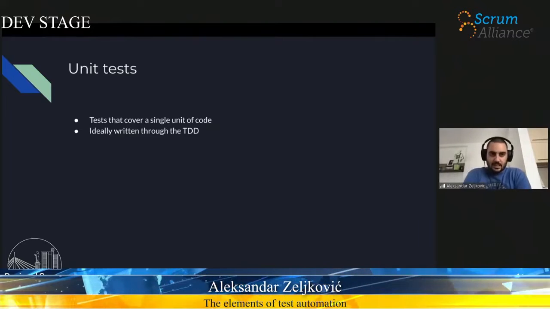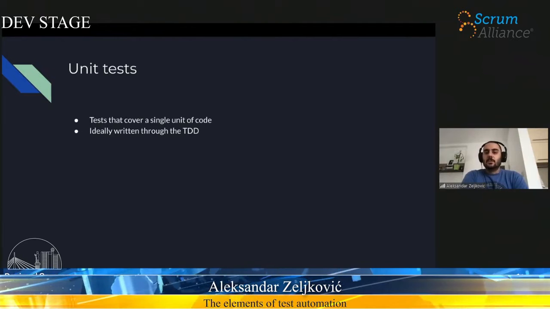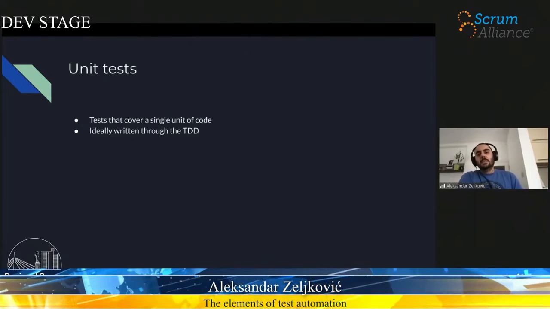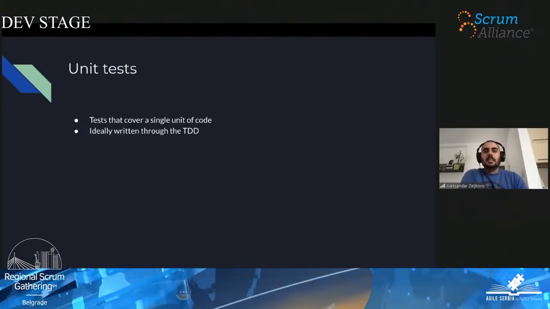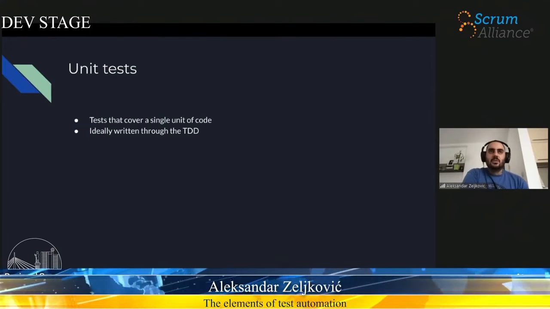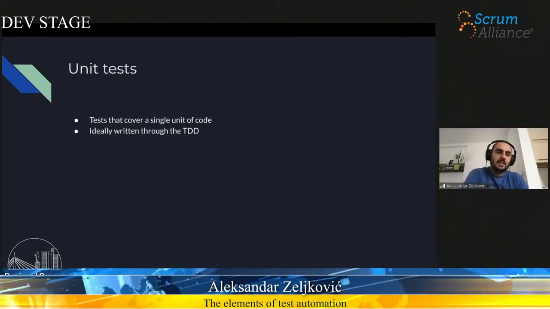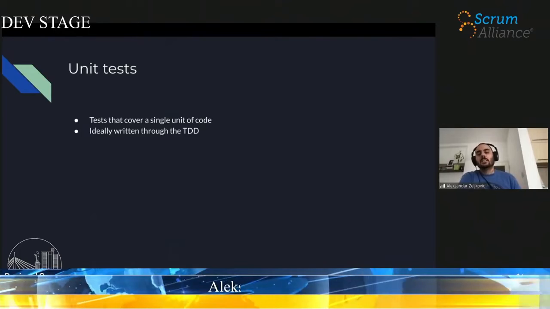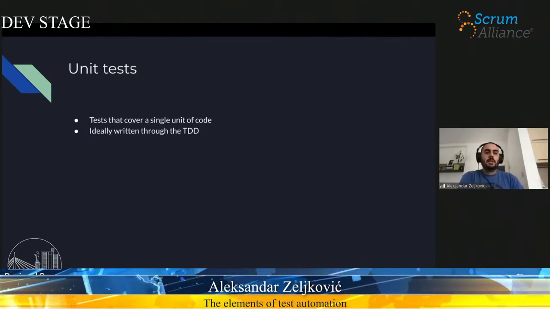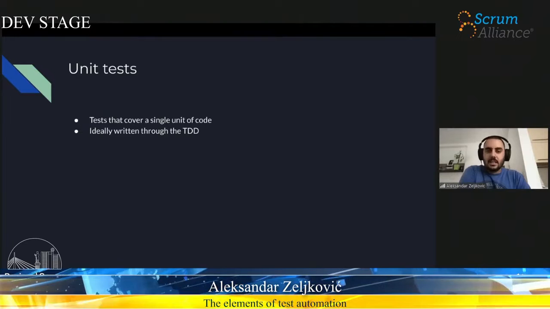So what are the unit tests? Basically, unit tests are tests that cover a single unit of code, either a function or a method. Unit tests are ideally written by developers even before the code under test is written. This methodology is known as TDD, test-driven development. Be aware, TDD is not a testing technique. It's a development technique and methodology where unit tests are written up front as a part of good design practice as well.